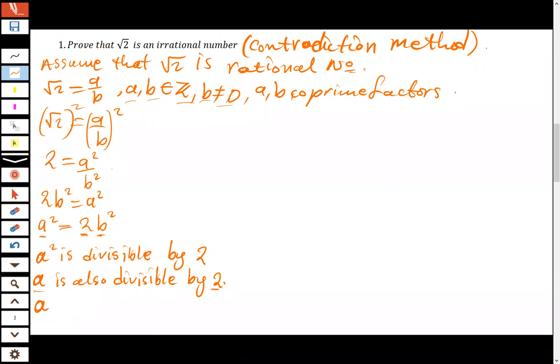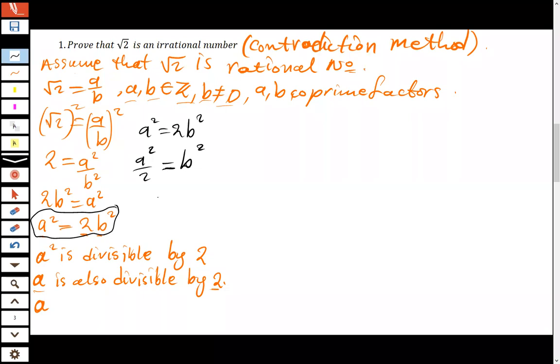Let me try to explain this part here, maybe that's when you get the concept properly. This part is simply A squared is equal to 2B squared. If I want, I can write this as A squared over 2 is equal to B squared. So what this statement means is that when I divide A squared by 2, the answer that I'll get is B squared.